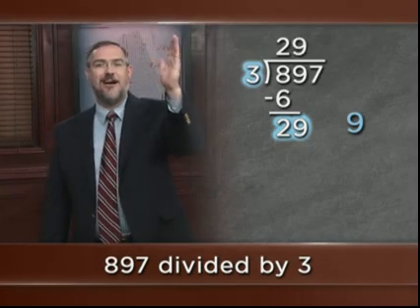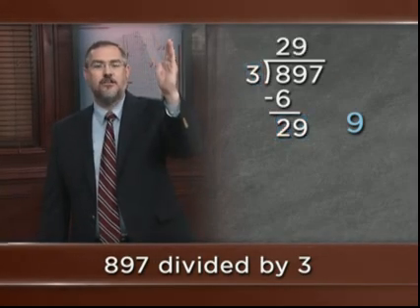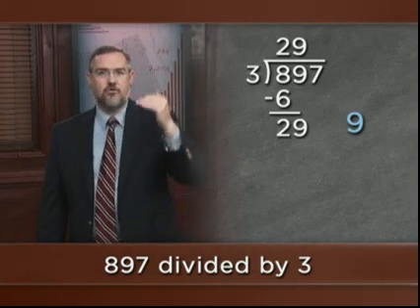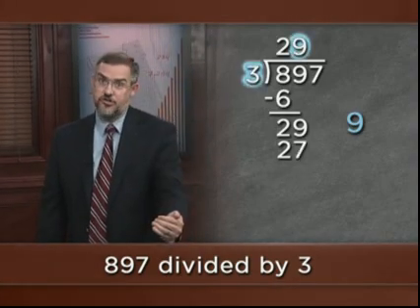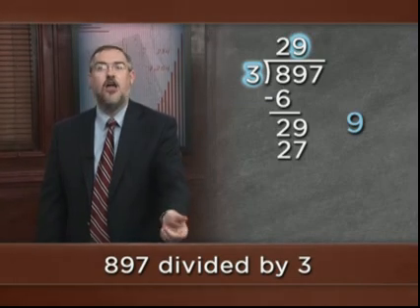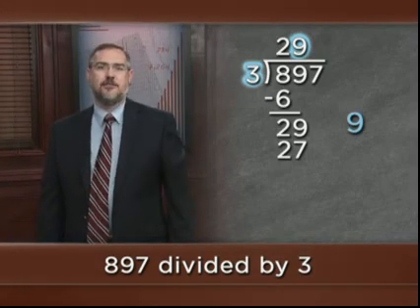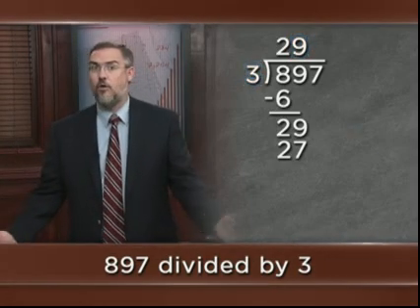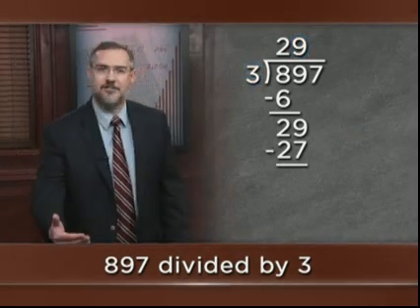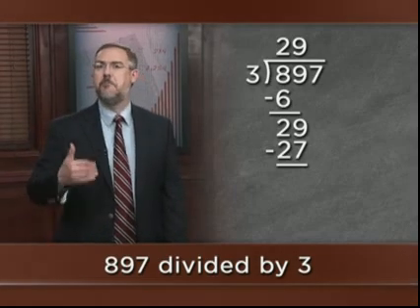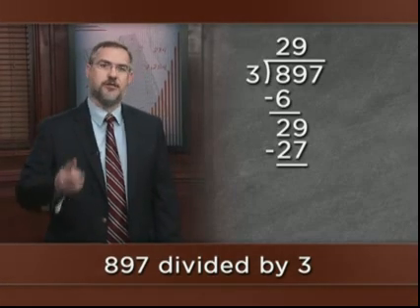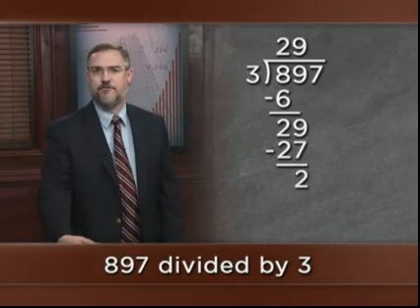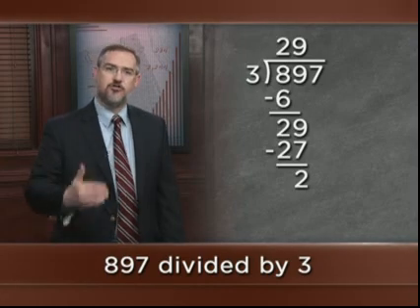Let's write that 9 above the 9 in the dividend, and that's going to be part of my answer. And then I'm going to write a 27, since 3 times 9 is 27, underneath the 29 at the bottom of my work. And now I look at the bottom of my work. What do I do? I subtract again. 29 minus 27 is equal to 2. So I drop that down at the next line, if you will, of my work, and I have a 2.